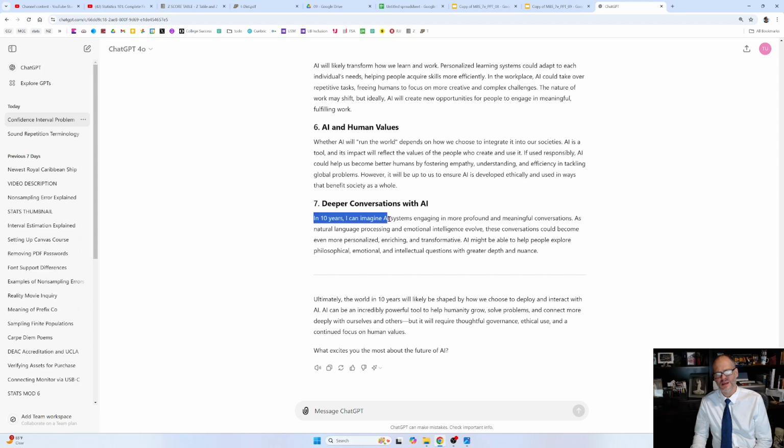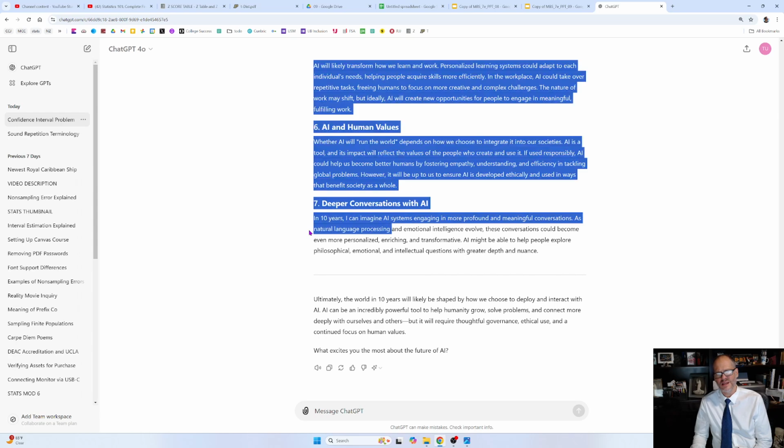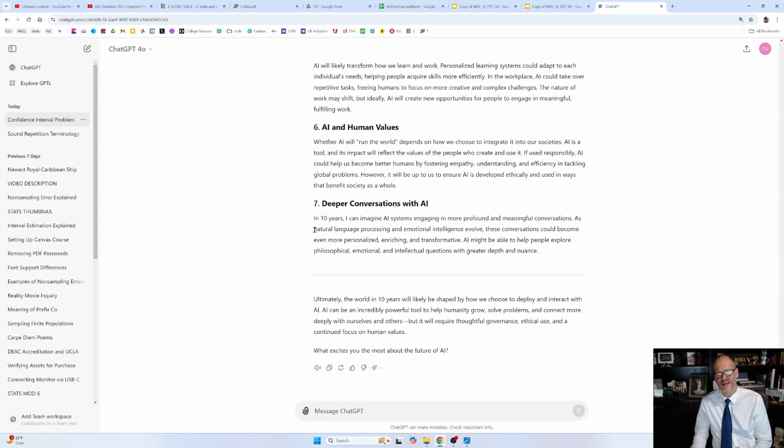Deeper conversations with AI. In 10 years, I can imagine AI systems engaging in more profound and meaningful conversations. The technology behind all of this is called natural language processing, NLP. Sorry, the technology behind all of this is... tired brain. I can't remember, but natural language processing is just processing natural language, what we're talking here.